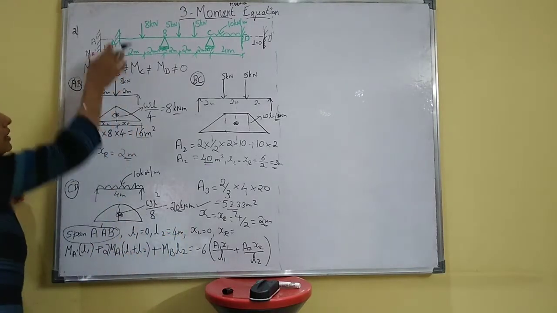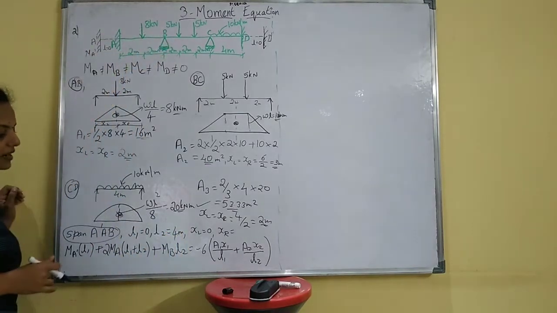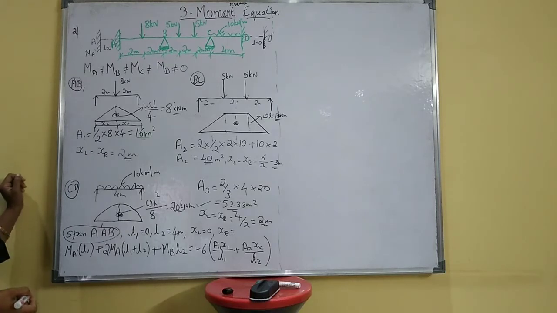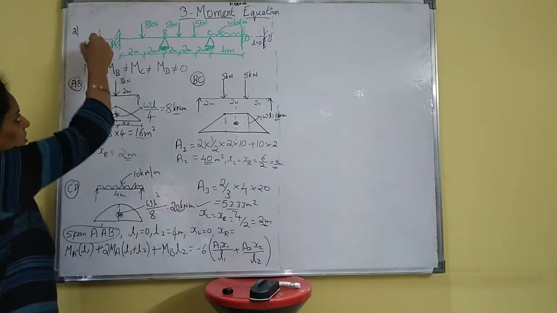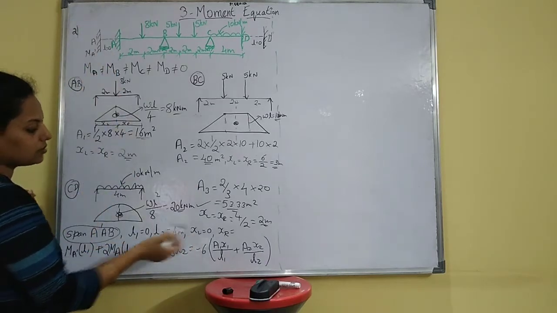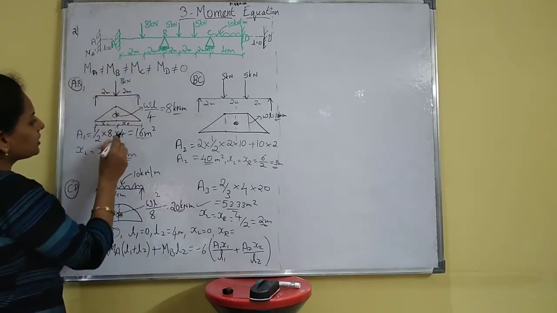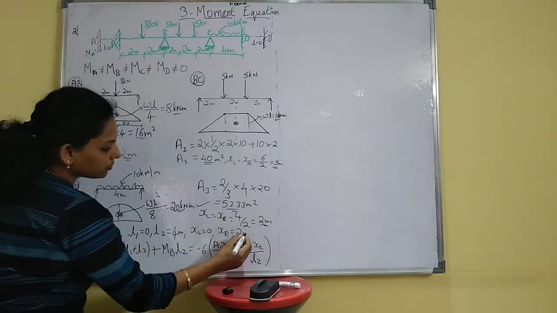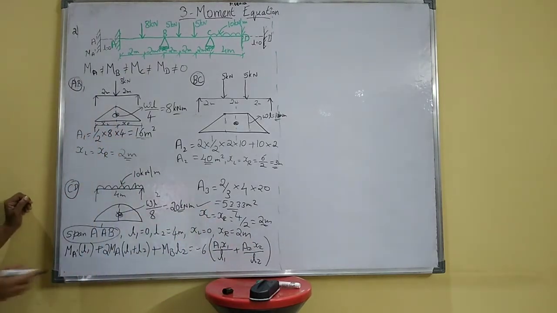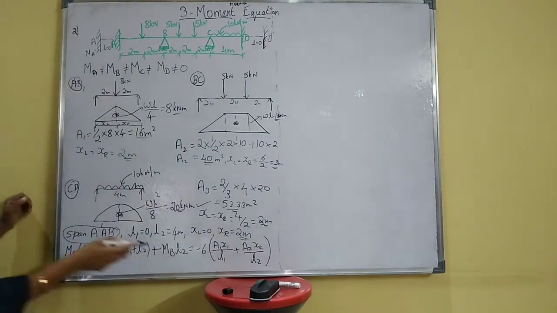For the full span here it is 0, and the total span AB is L2, which is 4 meter. Next, for this case XL, there is no bending moment for that, so XL will be 0, and XR is 2 meter. Once this is known, just substitute.